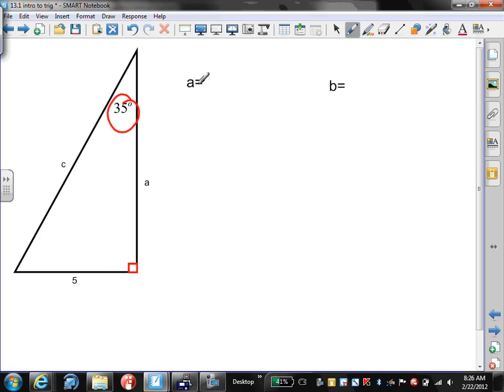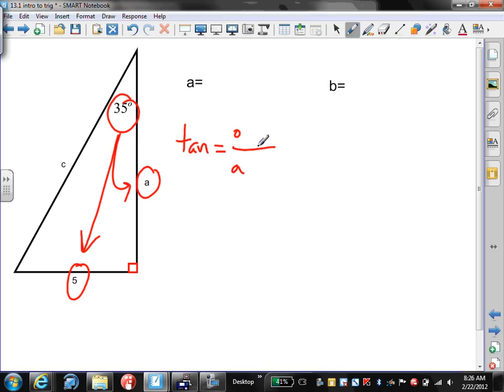So if I want to solve for A, I know I need this variable, and I'm going to use the other given information, which is 5. Notice I can't use C because it's another variable. I need something that's given. So I'm going to look at the relationship between 35 and 5 and 35 and A. We have opposite over adjacent, which is tan. So tan is equal to opposite over adjacent.